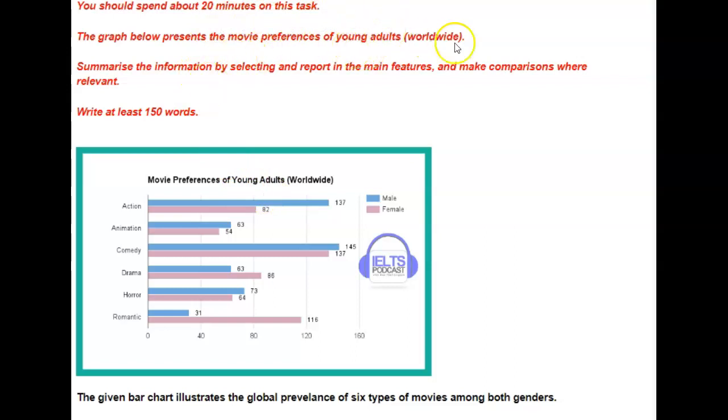preferences, and it does say worldwide, and I realize that that's rather strange. So what are you saying, that only 137 worldwide liked action? That doesn't make sense. But since we don't know, we can only use what is given to us. Okay, we can't make any assumptions. We can't assume it's like 137 million or something like that, because we just don't have that information. It's not been given to us.